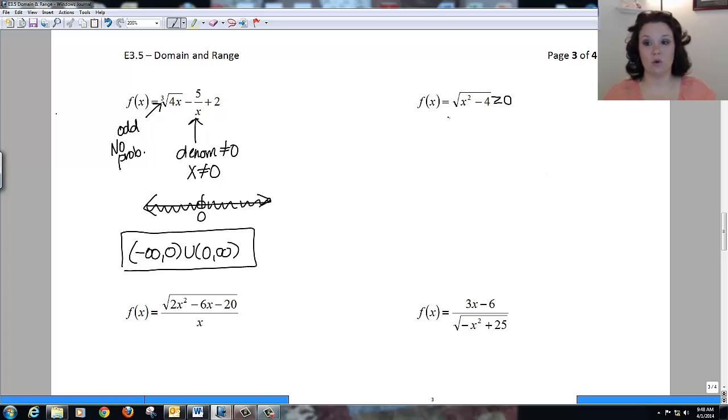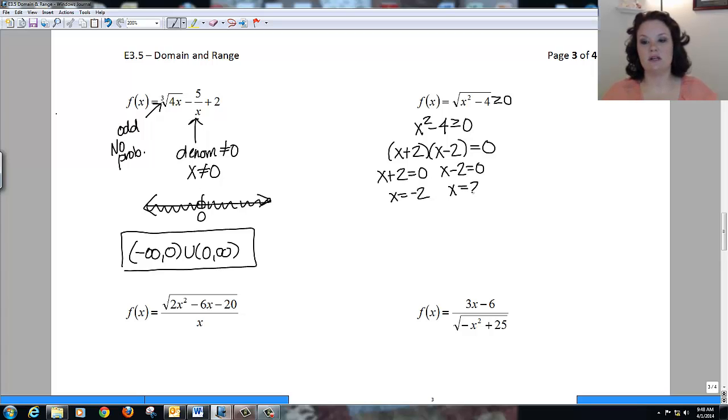So the way that we solve this is the same way we did in our last lecture on 3.4. I'm going to go ahead and say x squared minus 4 is greater than or equal to 0, and I'm going to factor this to find the zeros. This is a difference of squares, so it factors into x plus 2 times x minus 2. I'm going to just use an equal sign for now to find the zeros. When I set each of these equal to 0, x plus 2 equals 0, x minus 2 equals 0, that gives me negative 2 and positive 2 as my zeros.